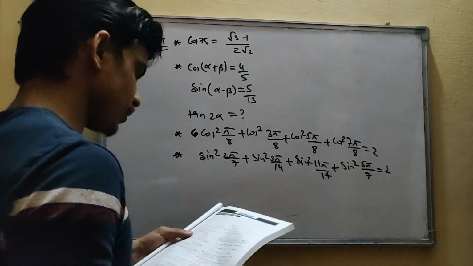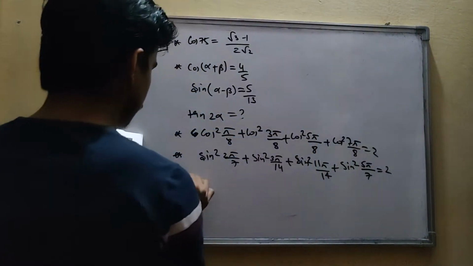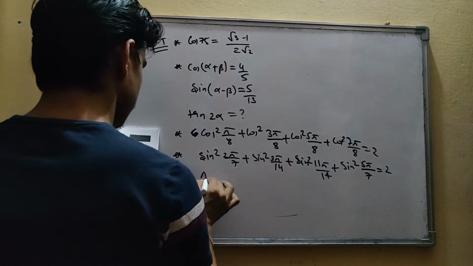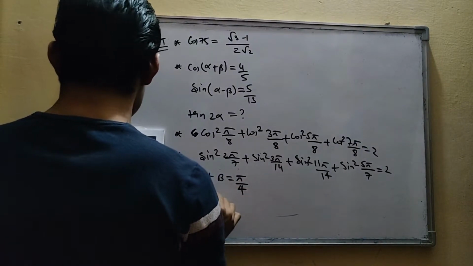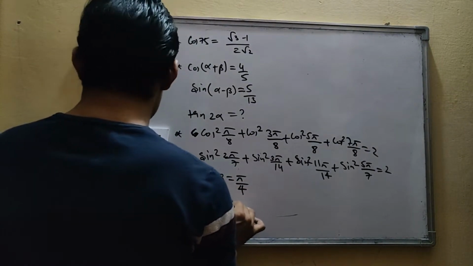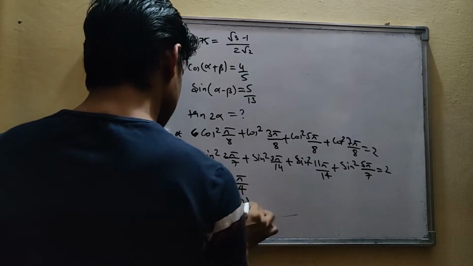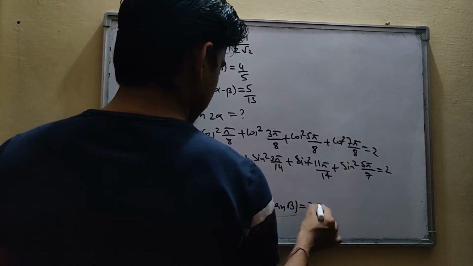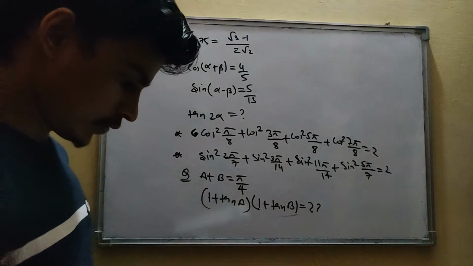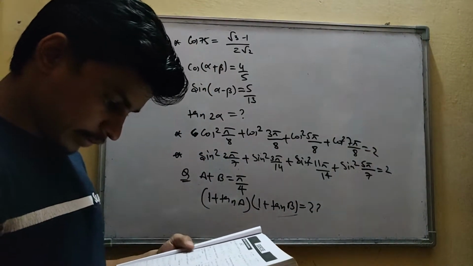So one more question. The question is like this: if a plus b is equal to pi by 4, then find the value of (1 plus tan a) and (1 plus tan b). You need to find this, right? So this is how you have to do.